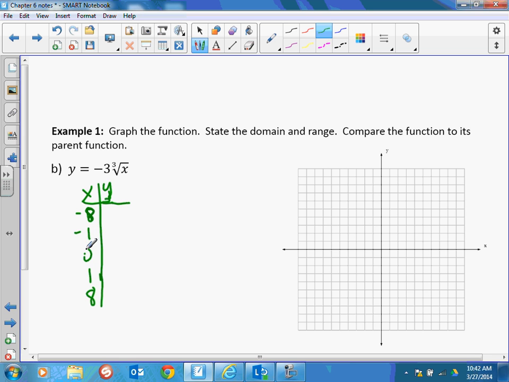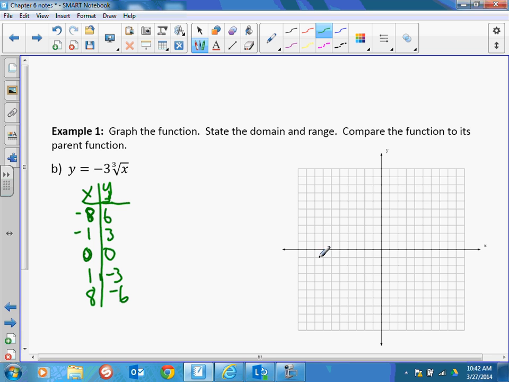Got -1. Okay. So we got the cube root of -8, which is -2, and then -2 times -3 is +6. Okay. We got the cube root of -1, which is -1. -1 times -3 is +3. Cube root of 0 is 0. 0 times -3 is 0. Cube root of 1 is 1. Cube root of 1 times -3 is -3. And the cube root of 8 is 2. 2 times -3 is -6.